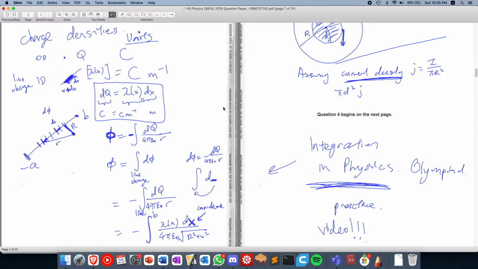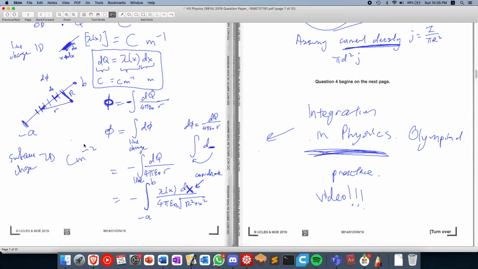So anyway, going back to it, if you have a surface charge density, then it's 2D, so it will just be coulombs per meter squared. And then if you have a volume charge, then it will be 3D, and it will be coulombs per meter cubed. So in this case, you need to multiply by dA, which could be equal to dx and dy, and in this case you need to multiply by dV, which could be dx, dy, and dz.